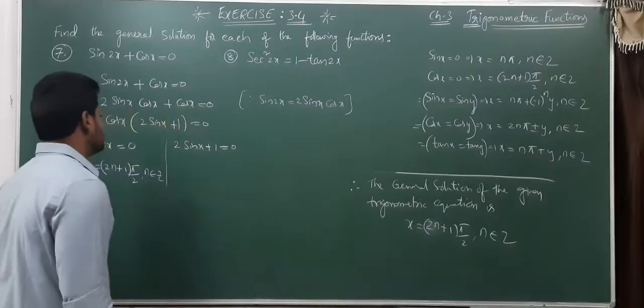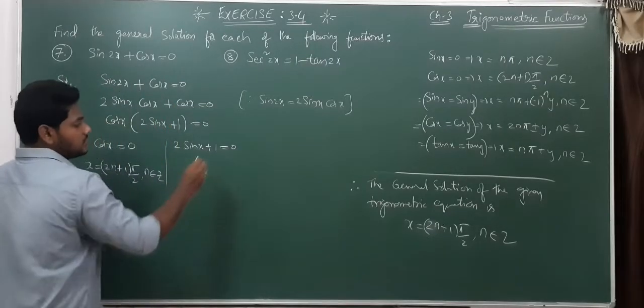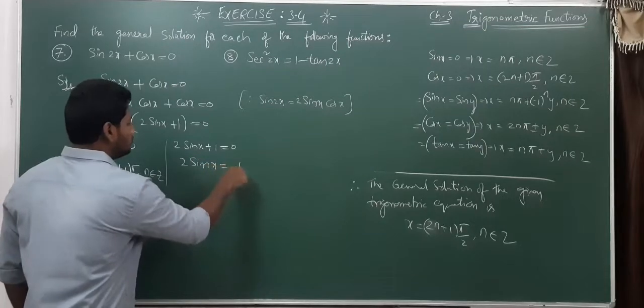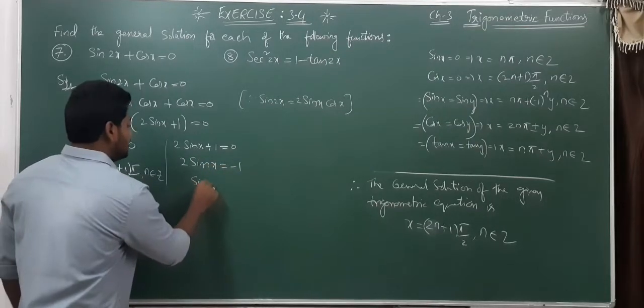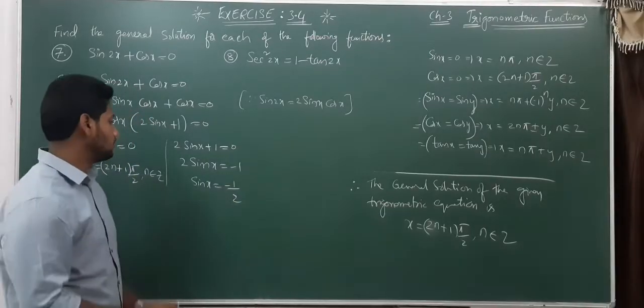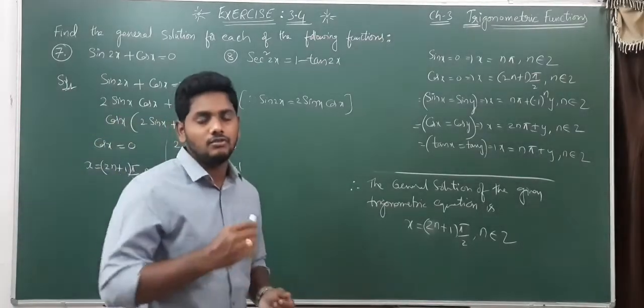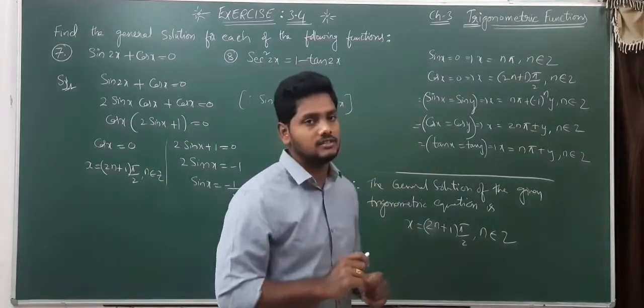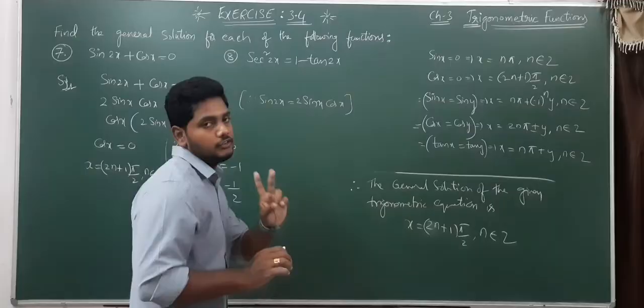When it comes to the second general solution, 2 sin x plus 1 equal to 0. This we can write as 2 sin x is equal to minus 1. Then sin x is equal to minus 1 by 2. Sir, I don't know the minus 1 by 2 value. How do we need to convert it in terms of sin? Because we have only two forms, right?